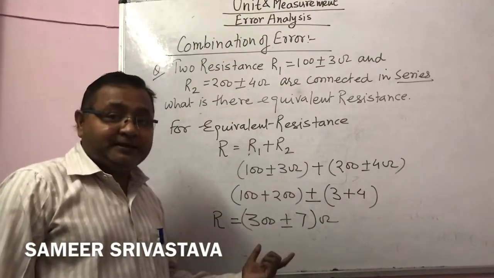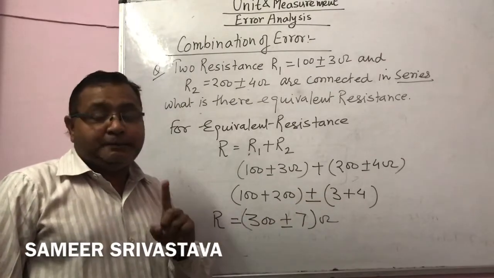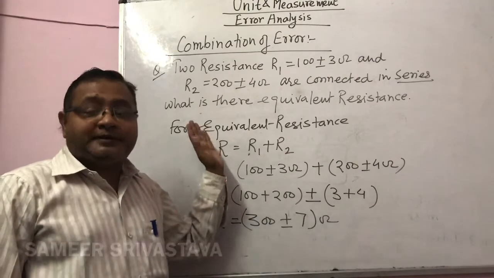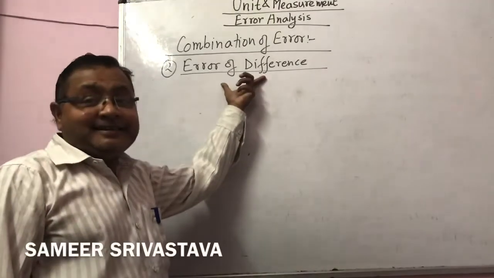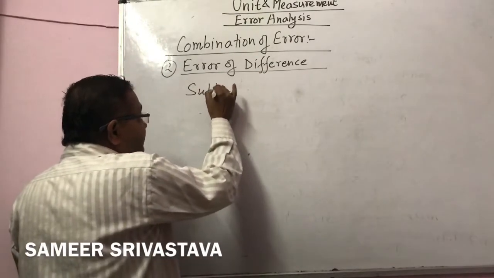Hope you understand how to write the error: always in the maximum possible form. Now I am going to case 2, that is the error of difference. Again, suppose we have two physical quantities.